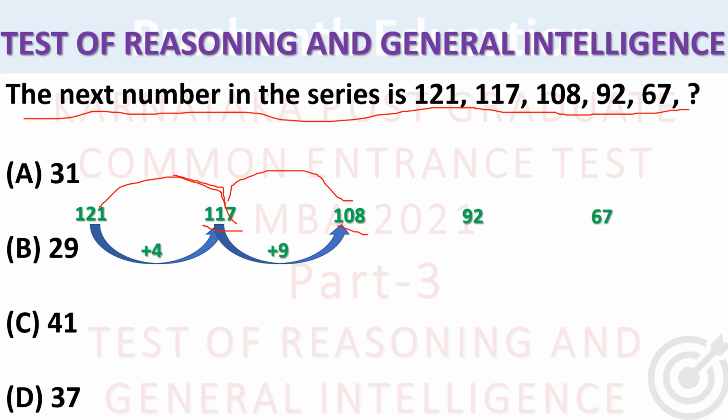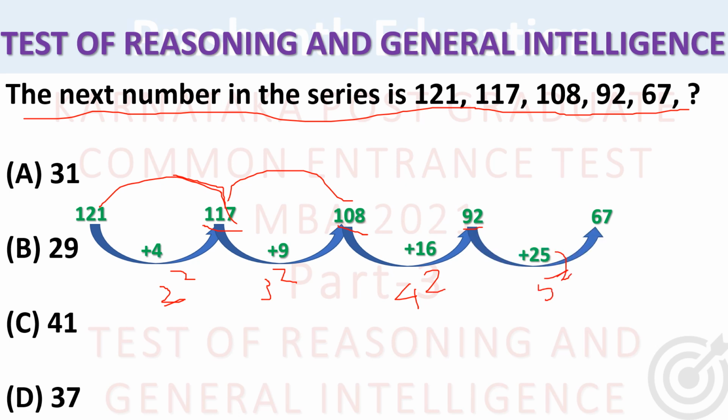Next let's look at the gap between 108 and 92. If I add 16 to 92, I am going to get 108. So I am getting the series now: 4, 9, 16. So this is 2 square, 3 square, 4 square. Next definitely would be 5 square, which is 25. If I add 25 to 67, I am going to get 92.